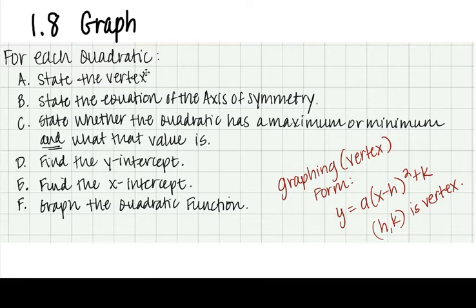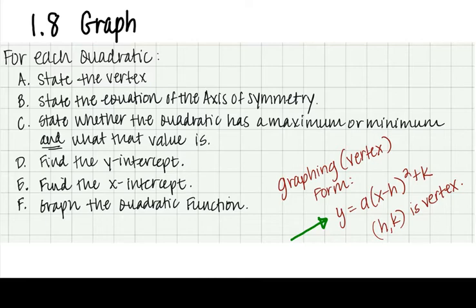Now, graphing in vertex form is probably the easiest to do. That's when we're in the form y equals a times the quantity x minus h quantity squared plus k, where h comma k is the vertex.